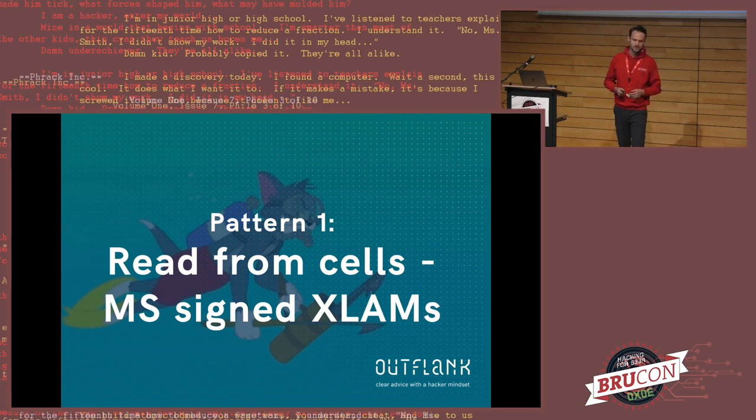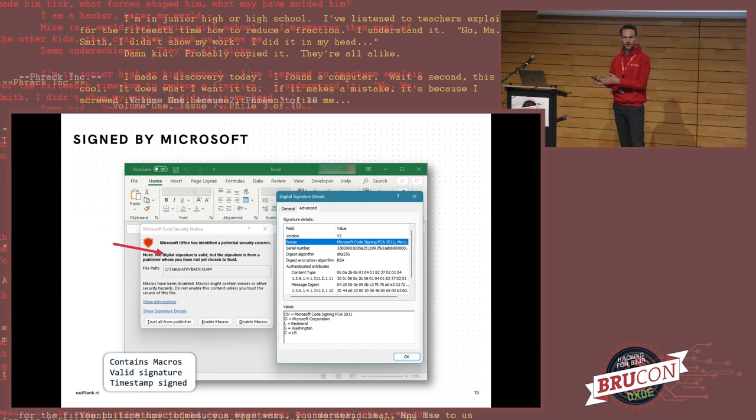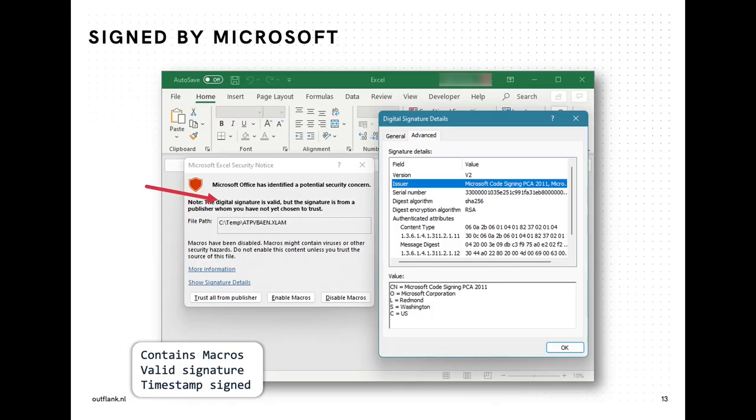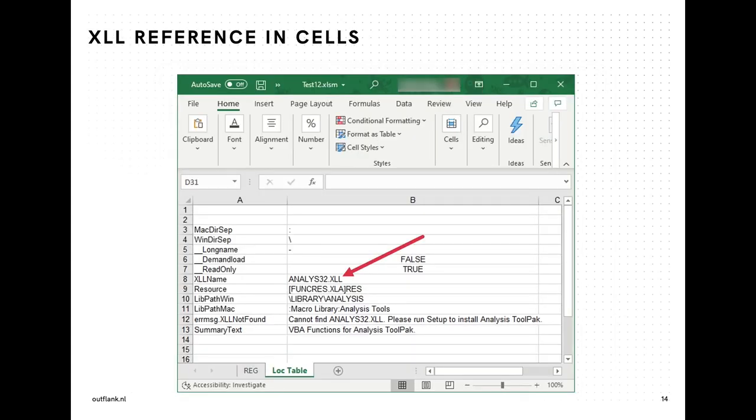The first one we found was a Microsoft signed add-in, an Analysis ToolPak add-in that would allow you to make various calculations. And this was signed and published by Microsoft. It was also timestamp signed, and it contained a valid signature. So even after the signature expired, it would still be regarded as a valid signature. And this add-in did something interesting. When we looked at it, we saw that there was a reference to analysis32.xll in one of the cells, cell B8.